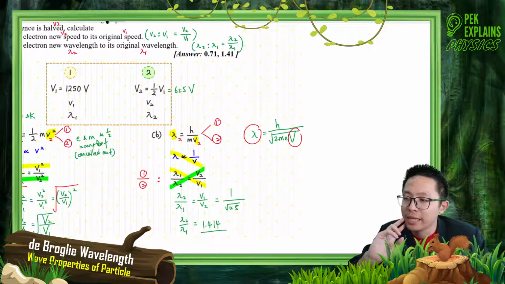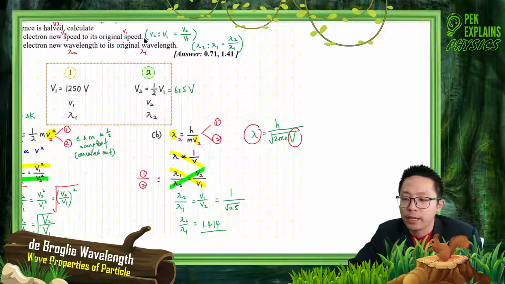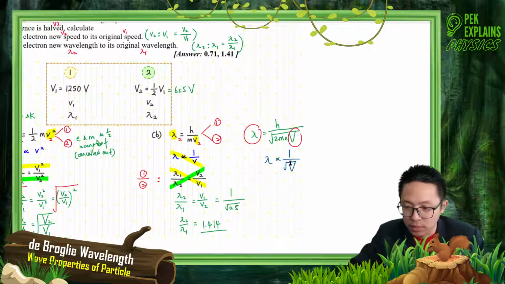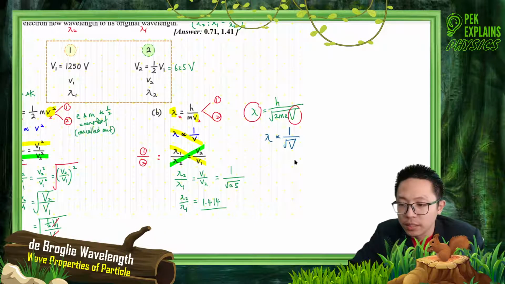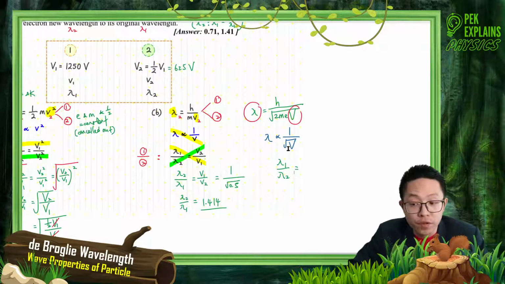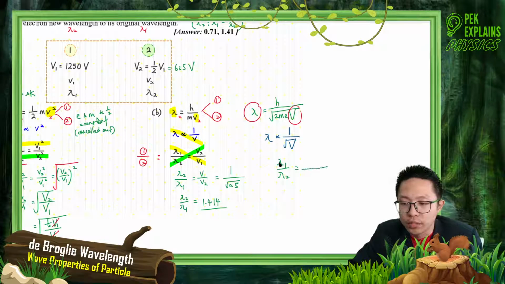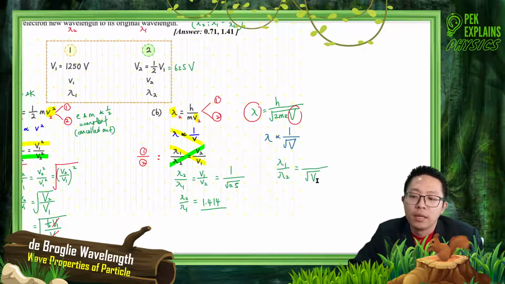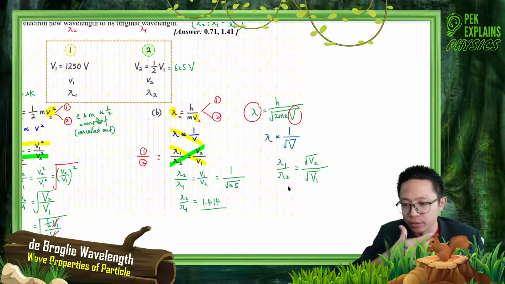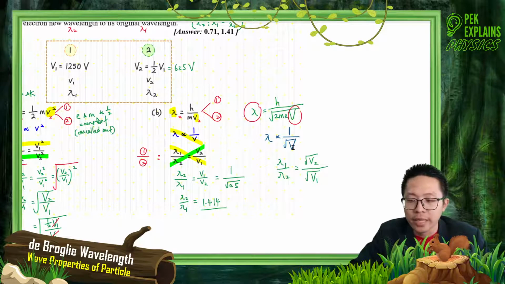So I can make an equation like that. Lambda is inversely proportional to 1 over root voltage. You see that? So what I can make is lambda 1 over lambda 2 equal to, remember, this one is inversely proportional. So if lambda 1 is on top, the V1 needs to be below. If lambda 2 is below, the V2 is at the top. That's it. Yeah, because they are at the different level.